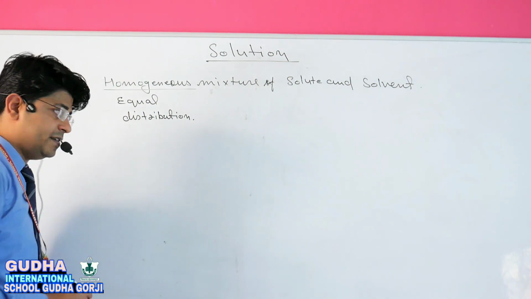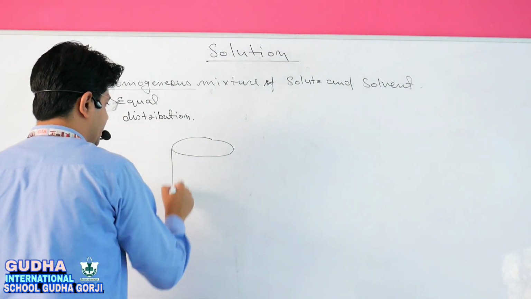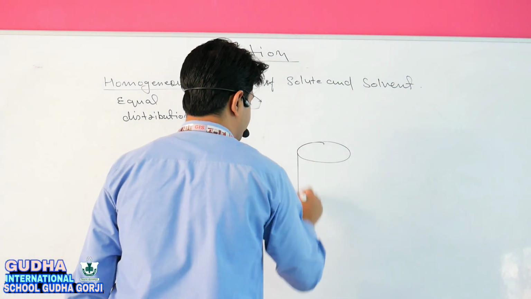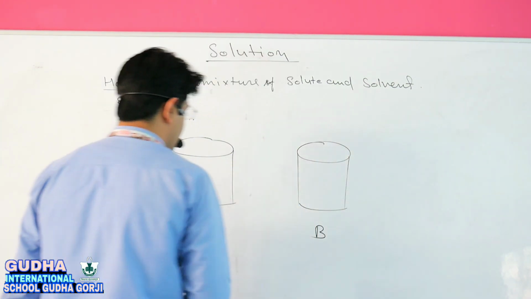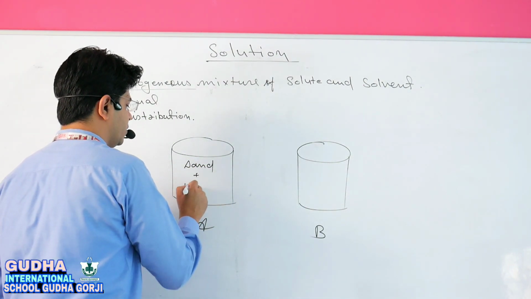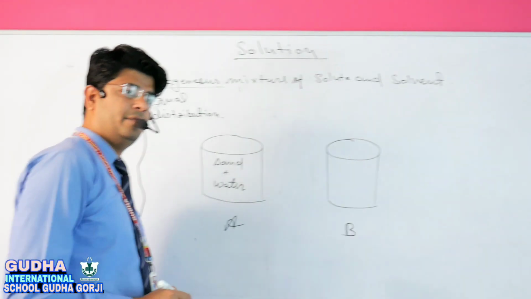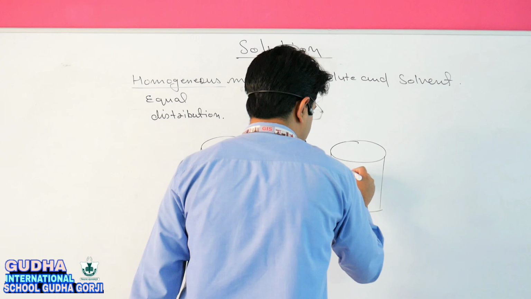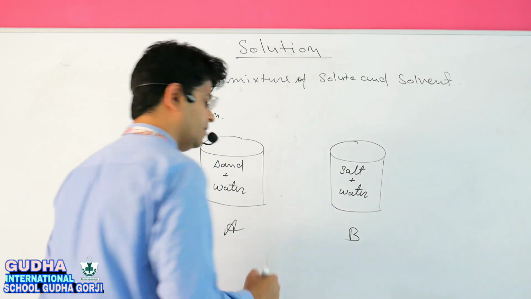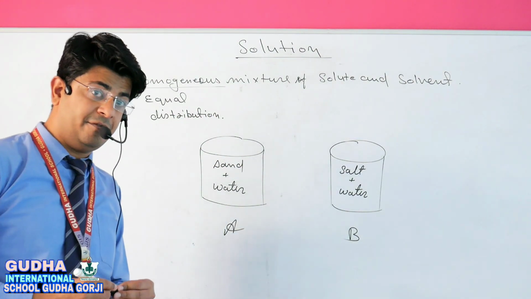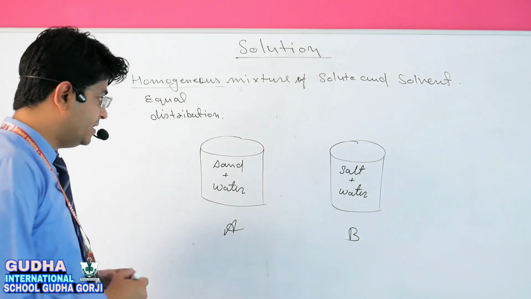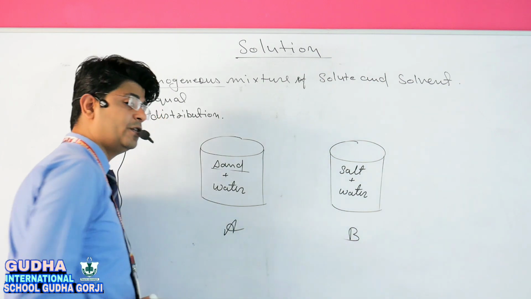I am giving you two examples. There are two beakers, beaker A and beaker B. In beaker A, we mix some sand in water, while in beaker B, we mix table salt in water. By our daily life experience, we can easily tell that the distribution of sand in the water is not equal.